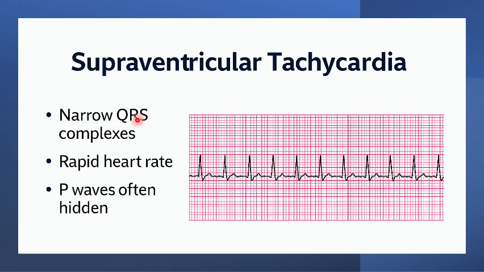So again, you're going to have narrow complexes. So the QRS is narrow, rapid heartbeat. This is probably around 150, and P waves are often hidden. You can't really see the P waves unless it's hidden in between here.